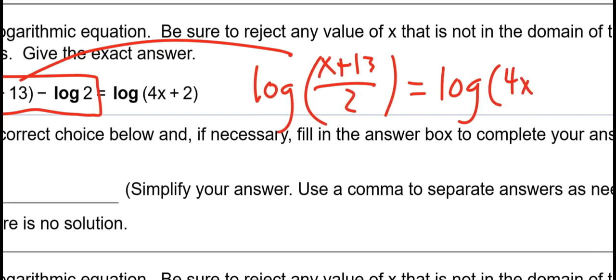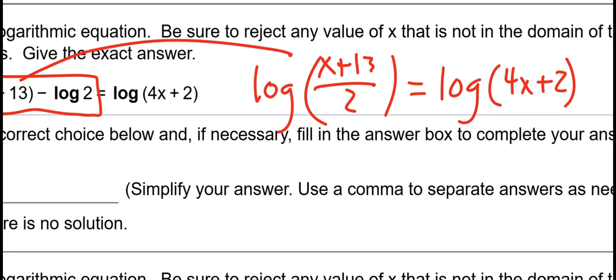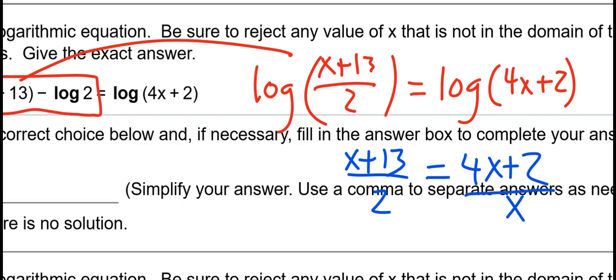4x plus 2. What do we know about these two? The (x plus 13) over 2 equals 4x plus 2. Okay, sorry, it is over 1, though. How do we handle proportions, folks? Cross multiply. So when you get these proportion situations, make sure you cross multiply.